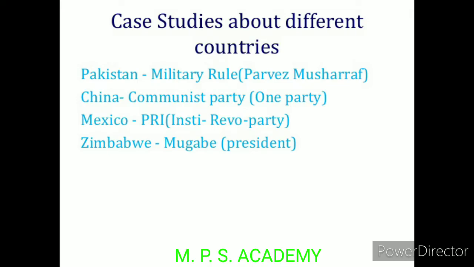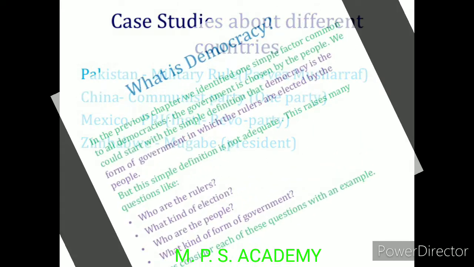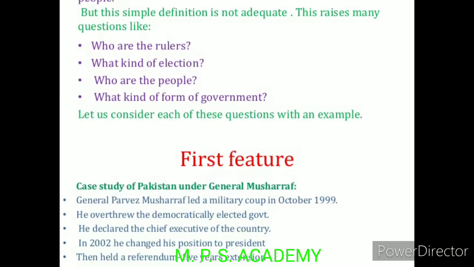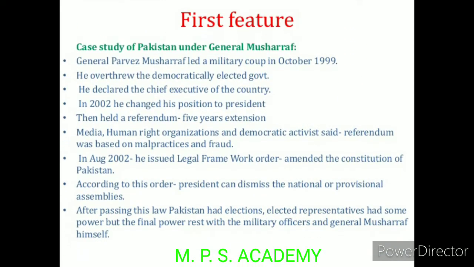So in the earlier video we will have a recap once again. I had given you the definition of democracy. The simple definition is that democracy is the form of government in which the rulers are elected by the people. But this simple definition is not adequate. This raises many questions like, who are the rulers? What kind of election? Who are the people? What kind of form of government? So let us consider each of these questions with examples. And yes, for this we will take the first case study, and this is the first feature of democracy that we are going to study.